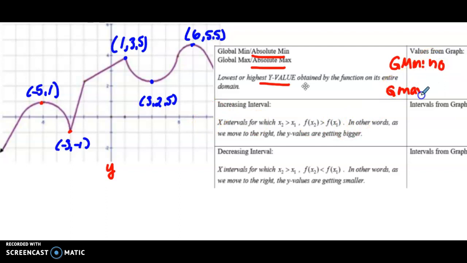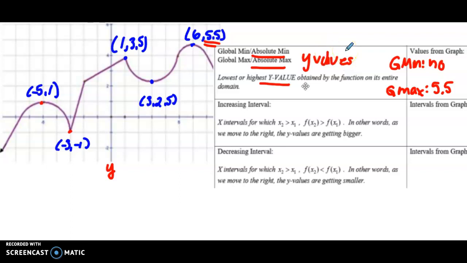How about a global maximum? Is there a point that you see here that is the highest the graph goes? Well, if thinking of a roller coaster, this point right here is going to be the highest that this roller coaster goes. It goes down forever on this side, so it's not going to go any higher than this. So the global max is actually 5.5. And remember, that's always in your y values, because you're talking about how high and how low a graph is going to go.